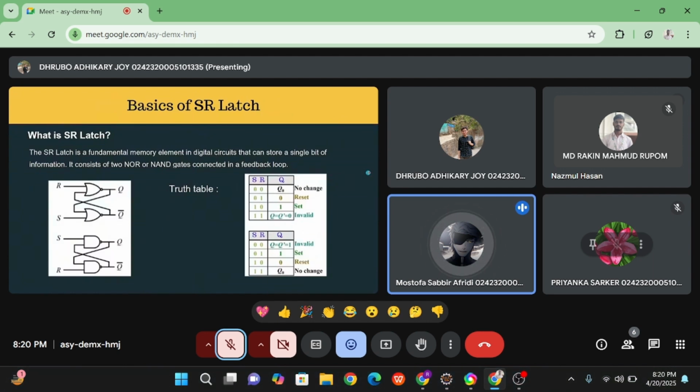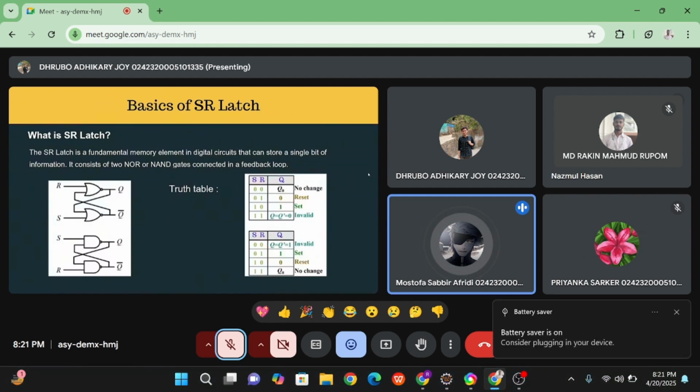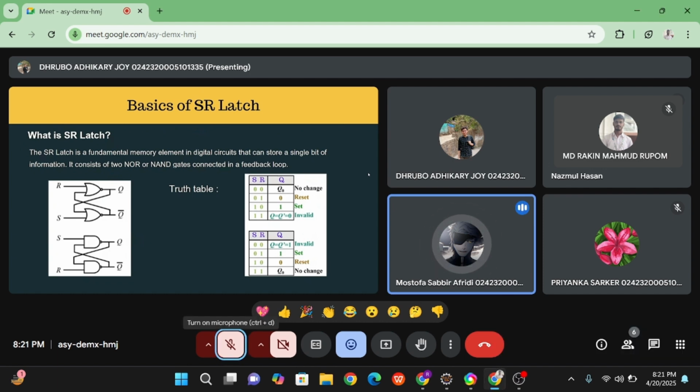So what is an SR latch? An SR latch is a basic digital memory circuit that has two stable states and is used to store one bit of information. It is one of the simplest types of sequential logic circuit. The SR latch is a fundamental memory element in digital circuits that can store a single bit of information. It consists of two NOR or NAND gates connected in a feedback loop.